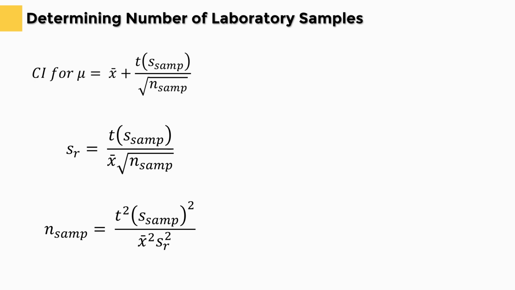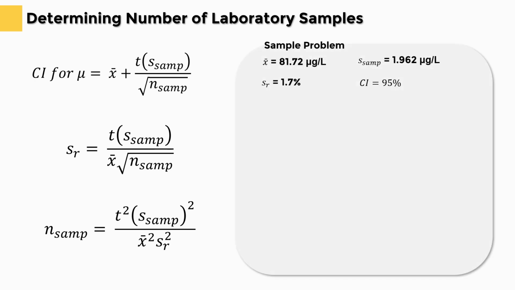Let us apply this to an analysis of copper in wastewater, wherein it gave a mean value of 81.72 micrograms per liter and a standard deviation of 1.74 micrograms per liter. How many samples must be analyzed to obtain a relative standard deviation of 1.7% in the results at the 95% confidence level? We begin by assuming that we have an infinite number of samples, which corresponds to a t-value of 1.96 at the 95% confidence level.